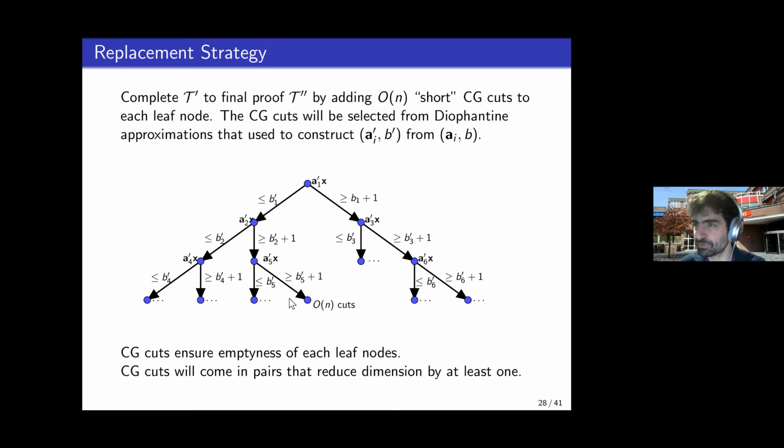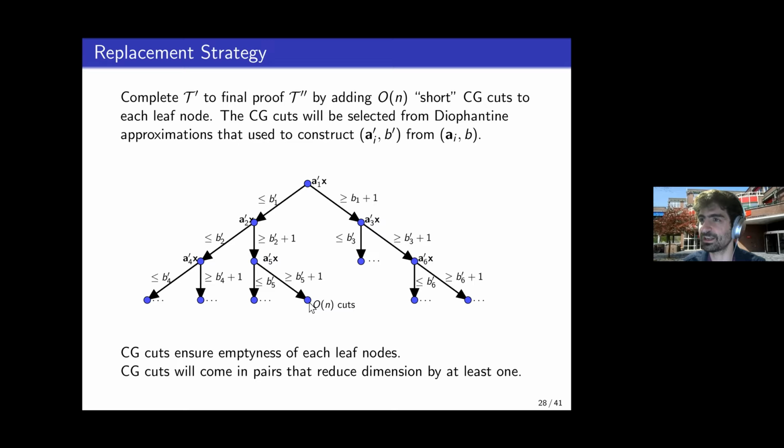What we do show is that if you do your Diophantine approximations very, very carefully, then you can guarantee that the leaf polytopes, even though they might be non-empty, can be killed completely by a sequence of order n CG cuts, or equivalently a branching tree of size order n. And we can set things up in such a way that you can apply the CG cuts to each leaf polytope kind of in pairs, and these will reduce dimension by one at every iteration.